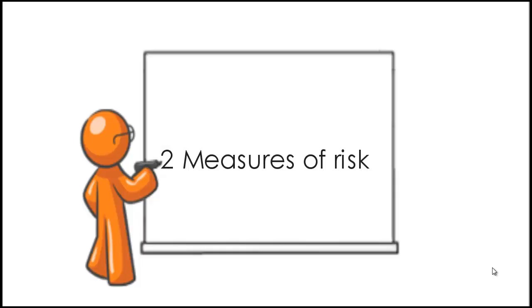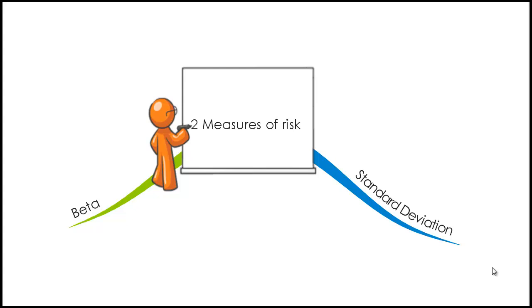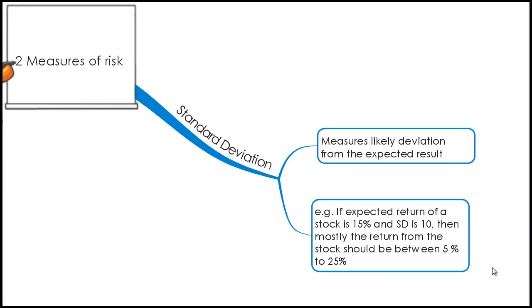In fact, there are two measures of risk, and they are standard deviation and beta. Let's quickly have a look and understand what standard deviation is. Well, standard deviation, as the name suggests, tries to measure deviation from the expected result. Example, if we were expecting that a stock will give 15% return and standard deviation is mentioned to be 10, then most likely, remember, most likely the stock should give somewhere between 5% to 25% return.